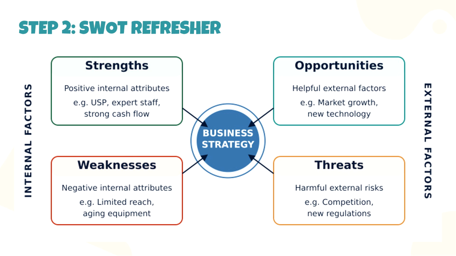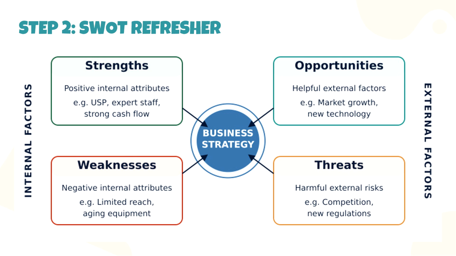What are some weaknesses or negative attributes that the business might have? Some examples are it might have limited reach or aging equipment. The equipment is old and there's not much cash flow.